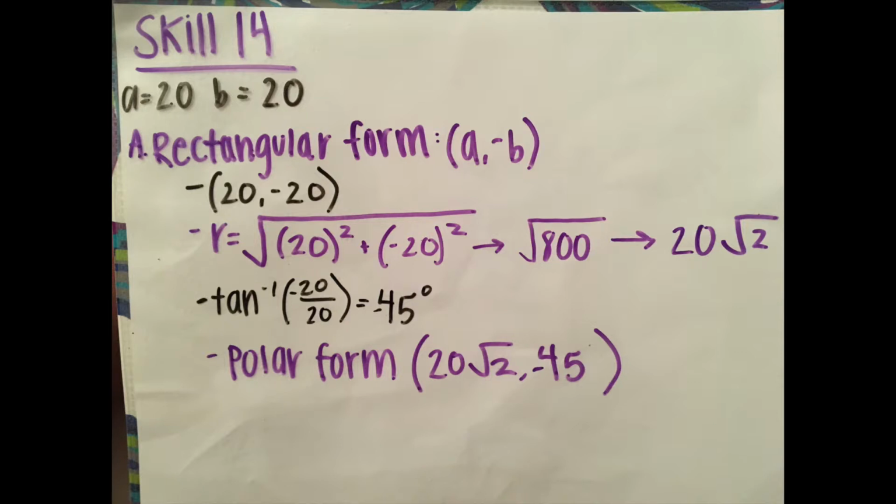Now that I have the hypotenuse, or the side length, and the angle, I was able to get the polar representation to be (20 square root 2, -45 degrees).